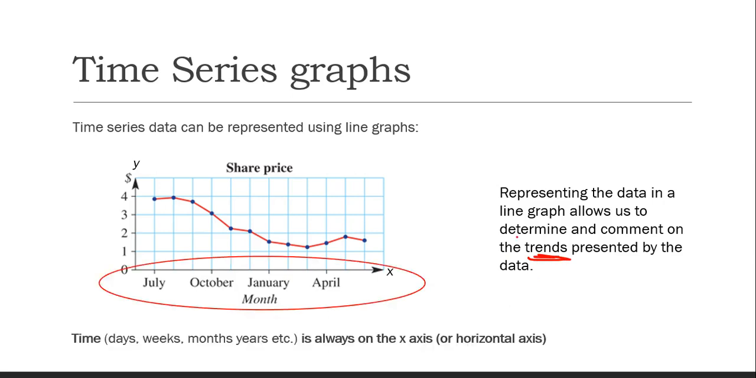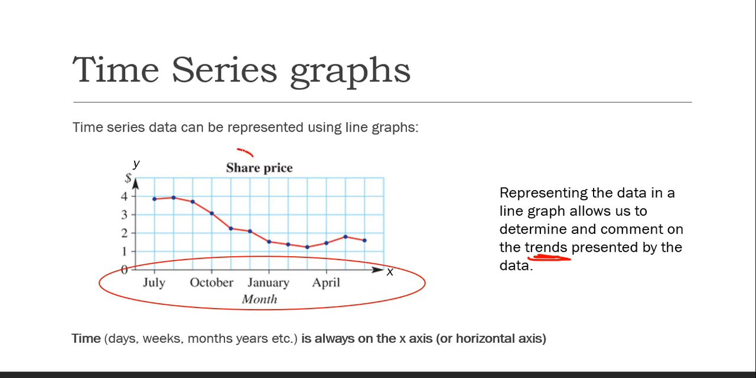Something to note and remember with a time series graph is that you always put time on the x-axis, and then the variable that changes is on the y-axis. So keep that in mind. Time is always on the x, the variable that changes is on the y. When I talk about time, it could be days, weeks, months, years, or even every second. It could be every season. But essentially remember that time is always on the x-axis.